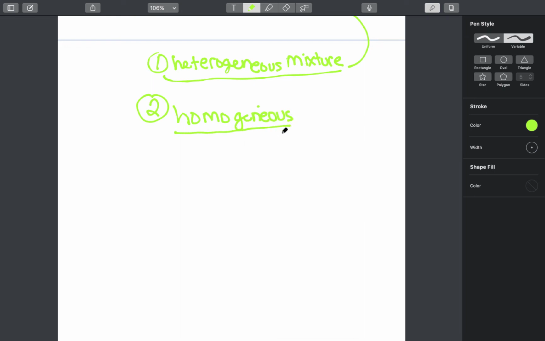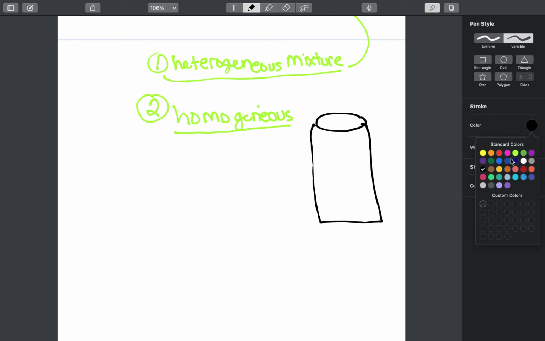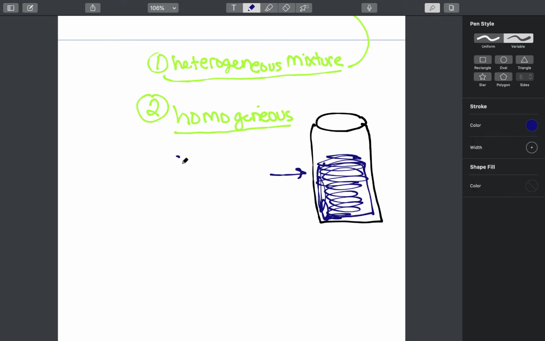So a homogeneous mixture is a mixture in which the composition is the same throughout the entire mixture. A great example of a homogeneous mixture is alcohol and water. If you mix alcohol and water together, you'll get one nice solution. It's all a liquid, and the composition is the same throughout. This is actually ethanol, the alcohol that you drink, and water.